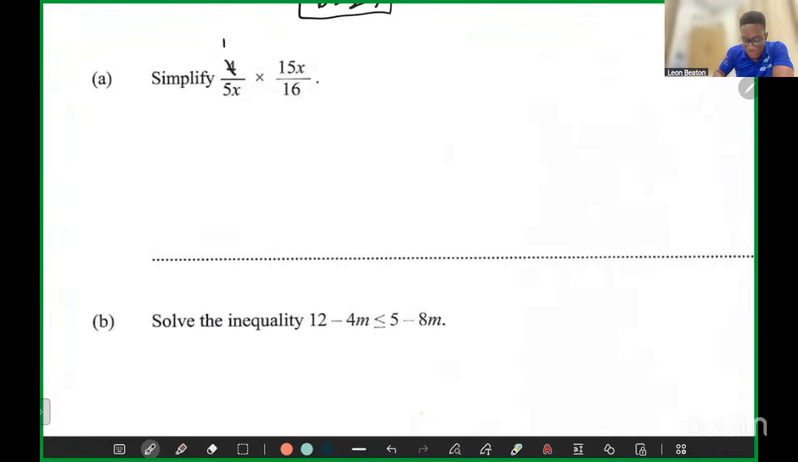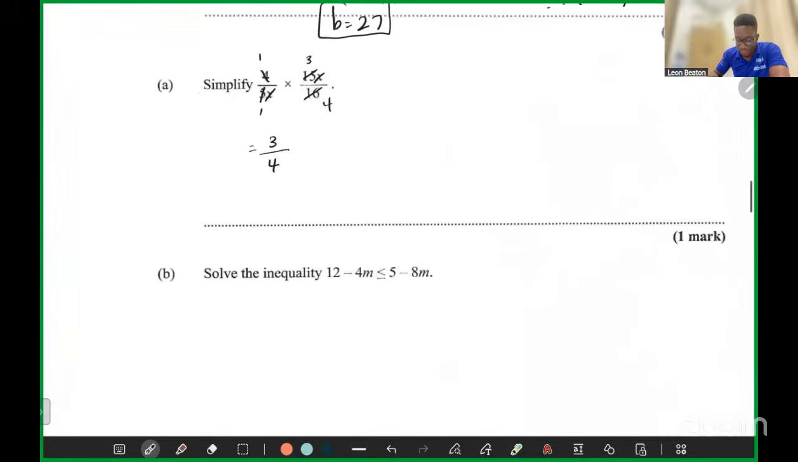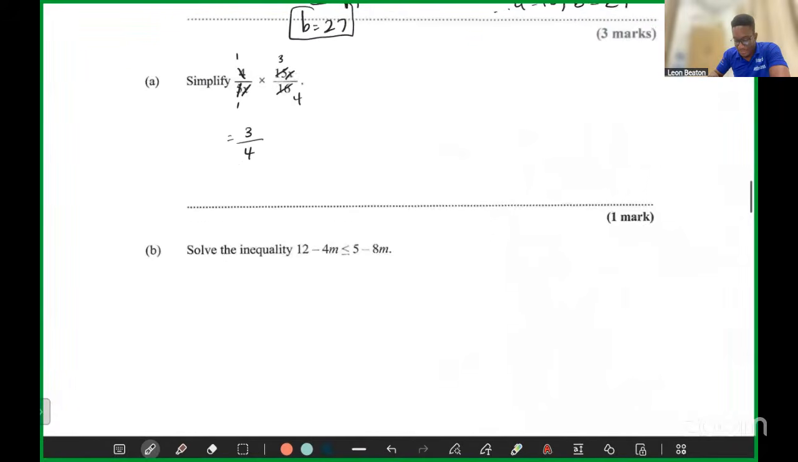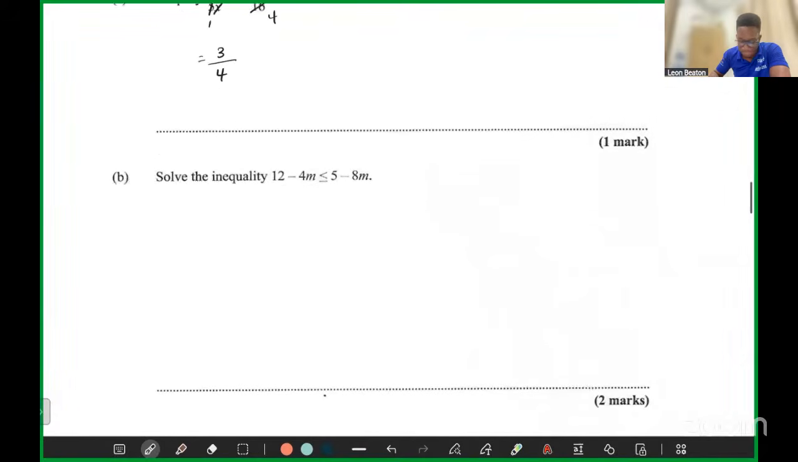So 4 ones are 4, 4 into 16 is 4. 5 ones are 5, 5 into 15 is 3. And this x will cancel with this x. So we end up with 1 times 3, which is 3, and 1 times 4, which is 4. So 3 over 4. 1 mark. All right, very good.